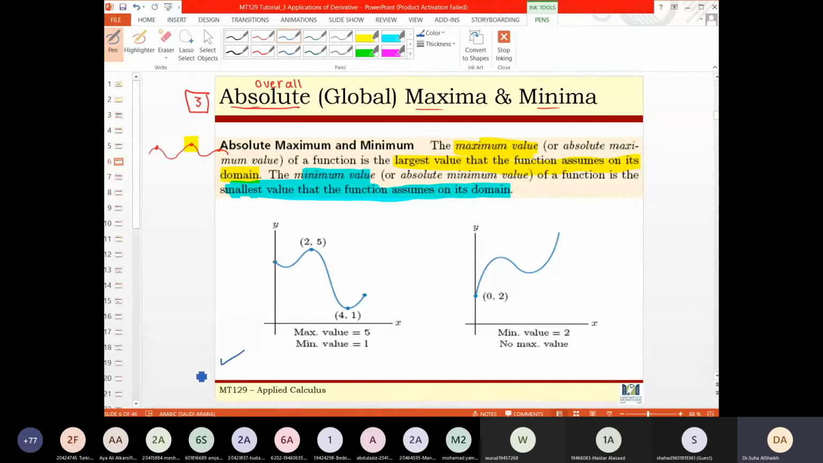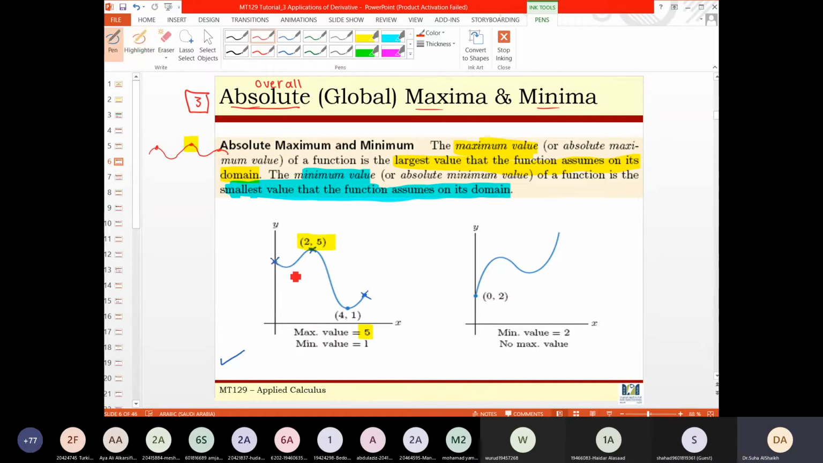Let's start with the one at the left. You can check the graph. We have this point, this point, this point, all of them maximum. Right? It's top. Which one is the absolute maximum? 2 and 5. So the absolute maximum value is 5. The highest value the function reached is 5.